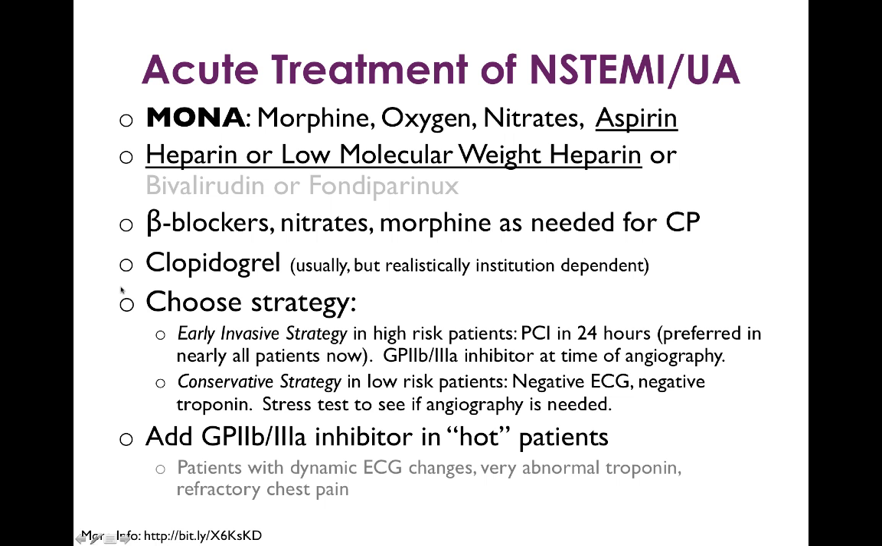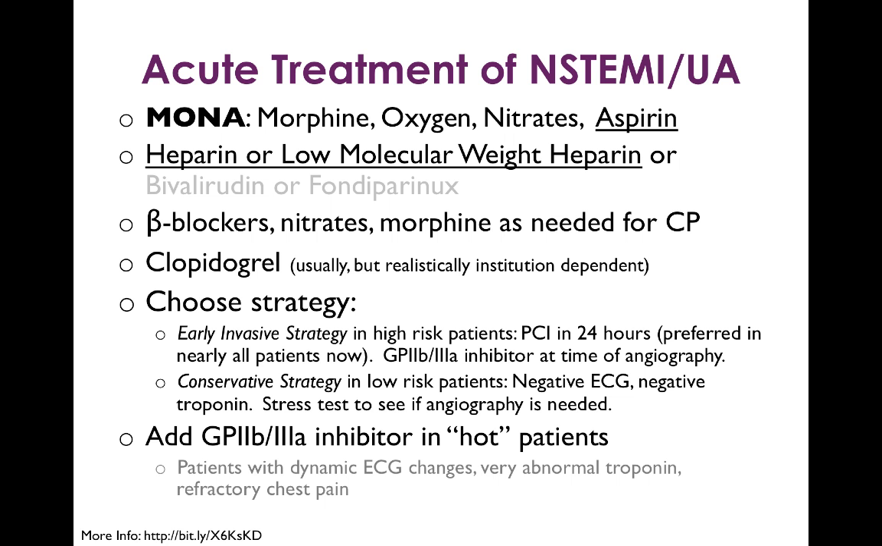So the next thing is to choose what your strategy is going to be. Are you going to do early invasive, which means are you going to take the patient to the cath lab as soon as it's next open? That really means PCI in the next 24 hours. Or are you going to do a conservative strategy in someone who is lower risk, negative electrocardiogram, negative troponin, and you're going to do a stress test to see if angiography is needed. So truly, for everyone who you believe has plaque rupture, most of the time we choose an early invasive strategy, but we employ a conservative strategy very rarely for patients where we really feel that there is an obstructive lesion and it's an acute coronary syndrome.